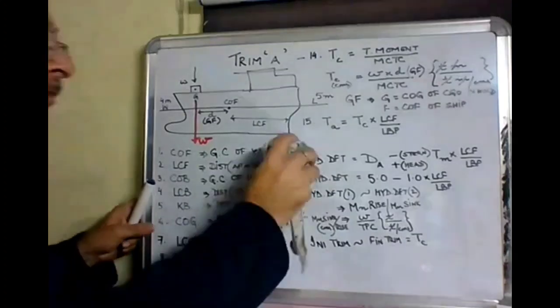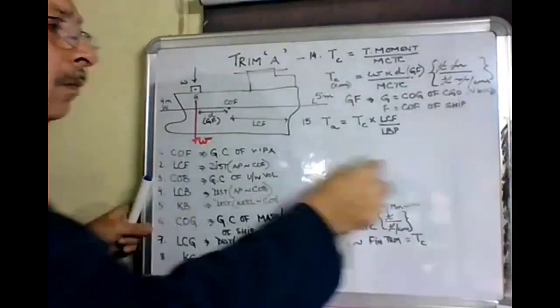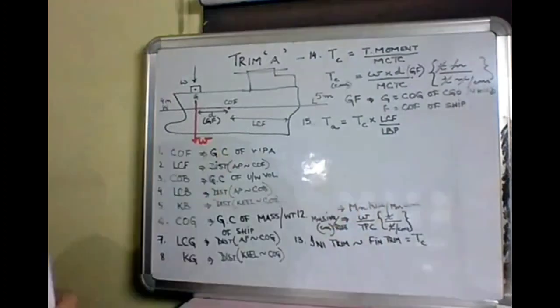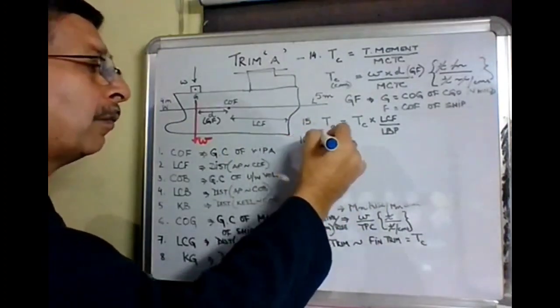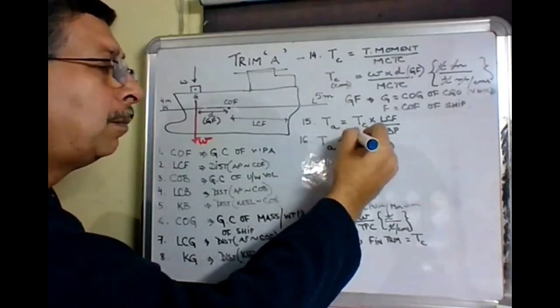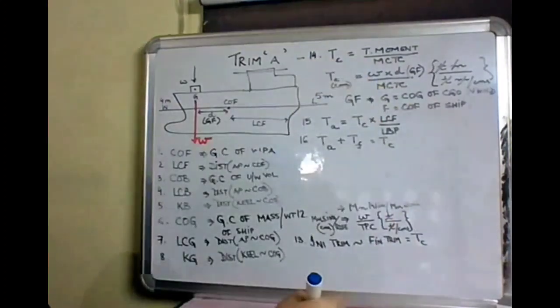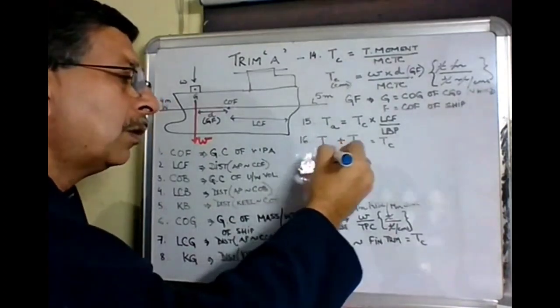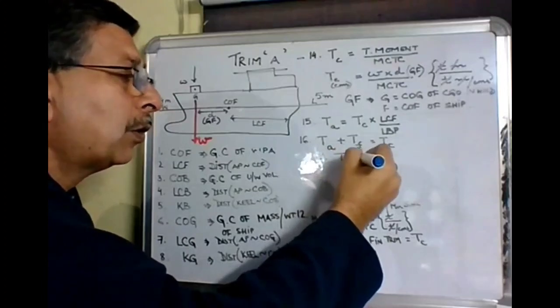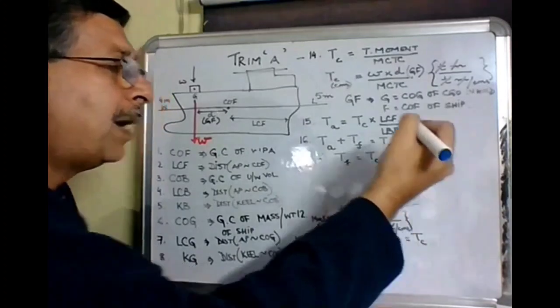Change in trim aft, TA. This is change in trim aft. Change in trim aft plus change in trim forward will give me TC, total change in trim. Therefore, change in trim forward is equal to total change in trim minus TA.